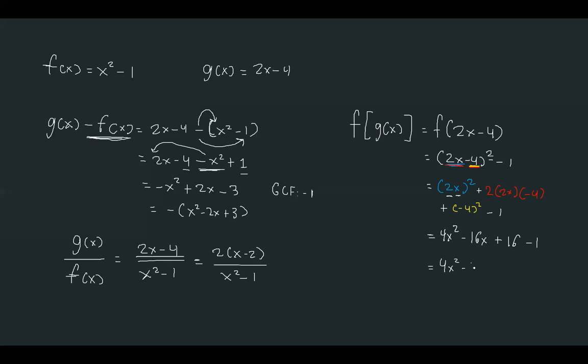So we have 4x squared minus 16x plus 16 minus 1 is 15. So that is your final answer. That's good that we have f of g of x.